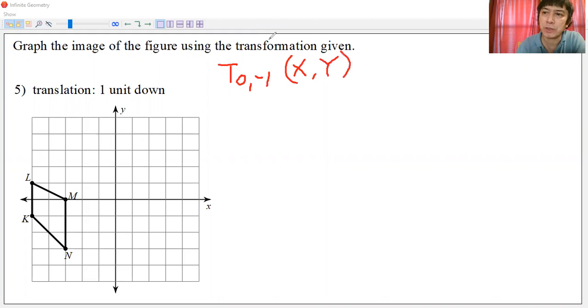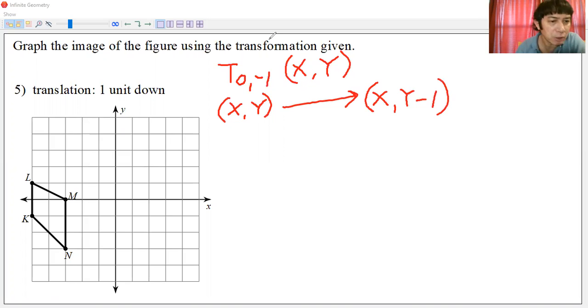Okay, and by using the rule, this will be x, y for the original points from the pre-image going to the image. That will be x only because it's a 0 there. Our y is y - 1. There. Okay, and we shall get our points now. Alphabetized, that looks like K, L, M, N. Okay, we'll start with K, and then L, and then M, N.